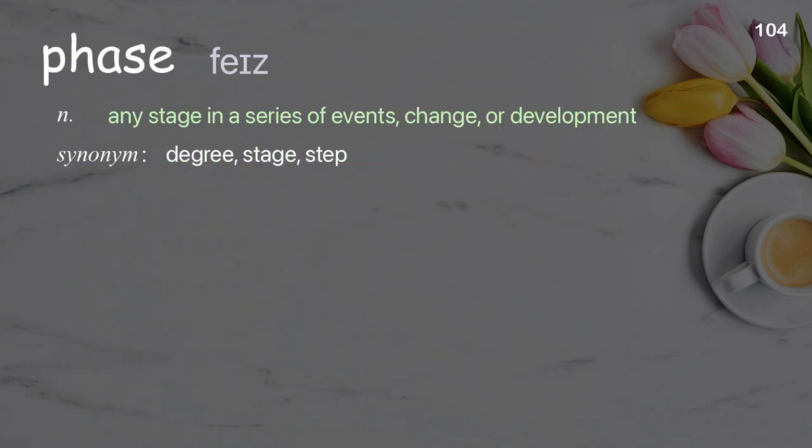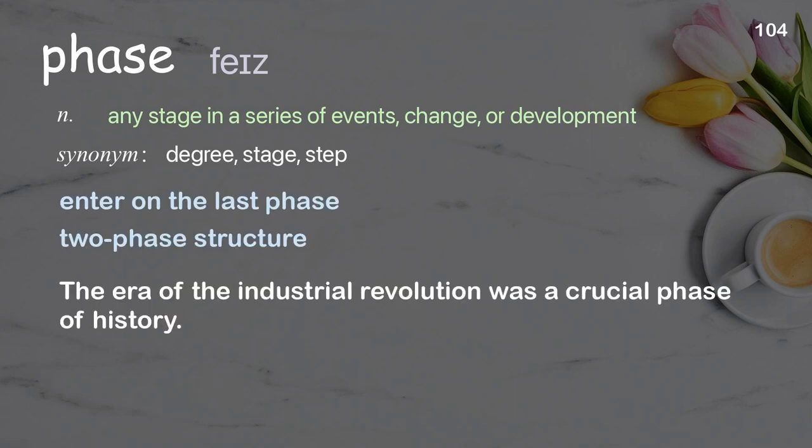Phase. Any stage in a series of events, change, or development. Examples: enter on the last phase. Two-phase structure. The era of the Industrial Revolution was a crucial phase of history.